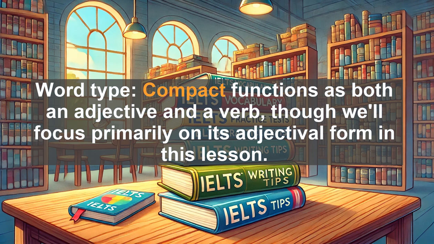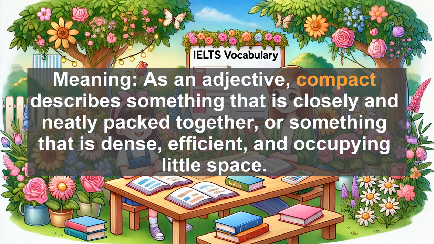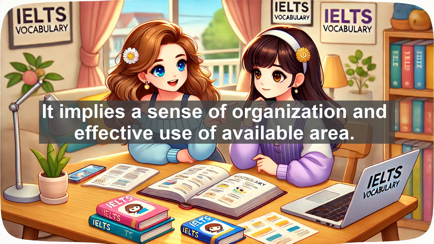Word type. Compact functions as both an adjective and a verb, though we'll focus primarily on its adjectival form in this lesson. Meaning, as an adjective, compact describes something that is closely and neatly packed together, or something that is dense, efficient, and occupying little space. It implies a sense of organization and effective use of available area.